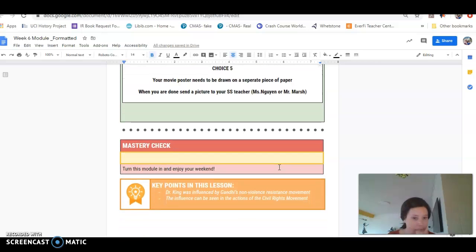Once you're done with that, you're turning in this module. There is no extra mastery check for today, and you're good to have a great weekend.